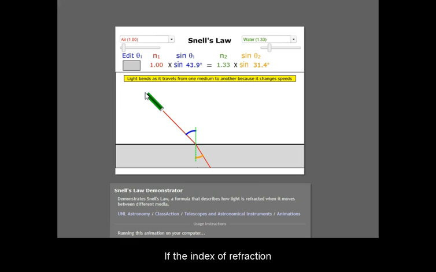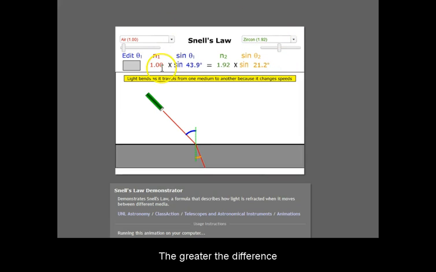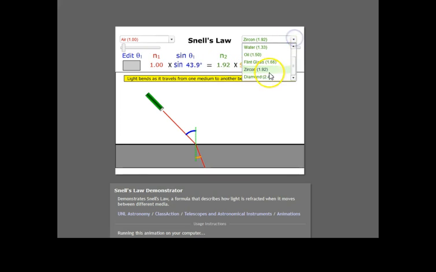If the index of refraction of the second medium is greater than that of the first medium, then the light is going to bend towards the normal. The greater the difference in the indices of refraction, the greater this effect is.